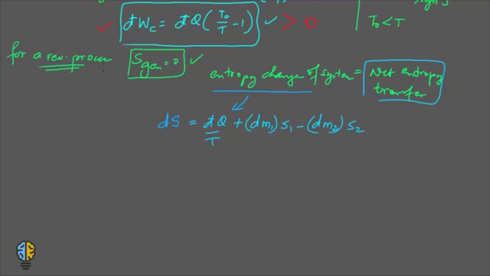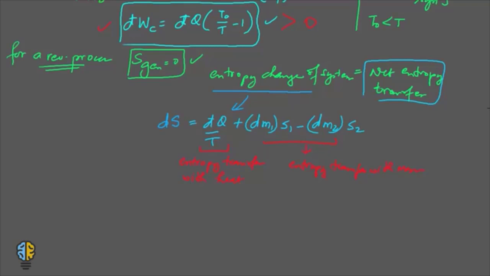So this part over here is the entropy transfer with heat, and this part is the entropy transfer with mass.